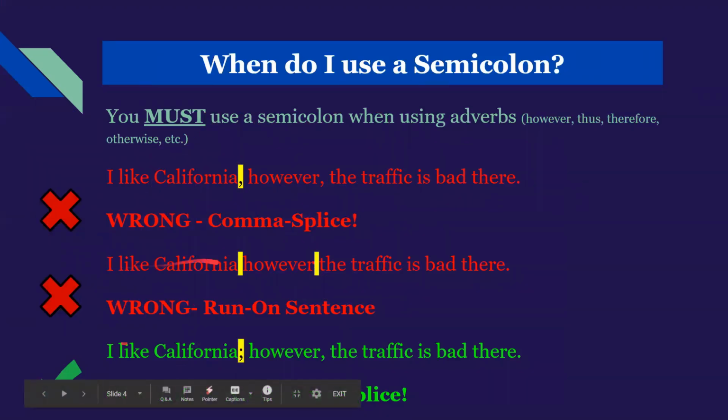And then we have, I like California however the traffic is bad there. We have no punctuation here at all. That just sounds way too much like a run-on sentence. We need some pauses there. And then we have the correct one. I like California; however, the traffic is bad there. This is right because there are no comma splices, and it's also not a run-on sentence. This semicolon allows us to take a pause and not make it too crowded with two commas.